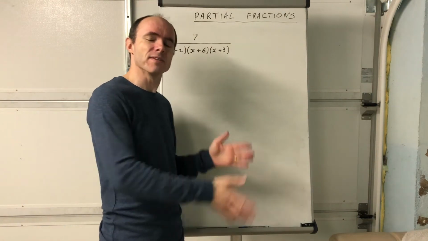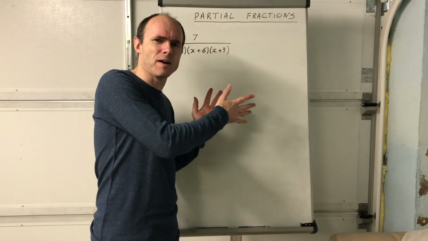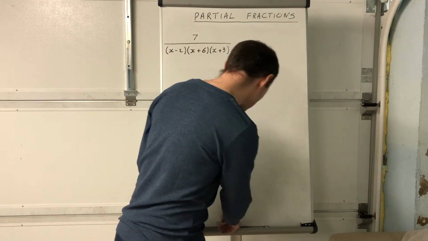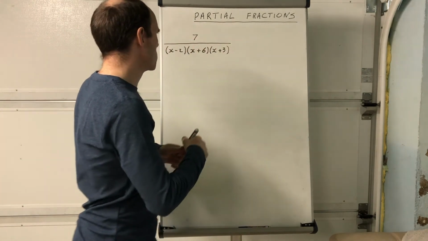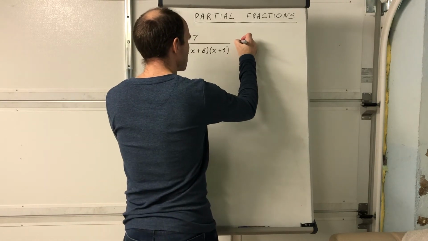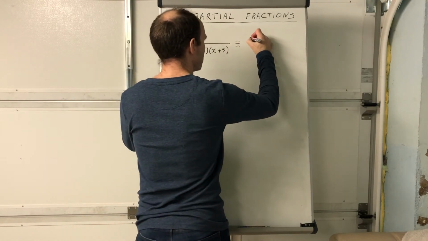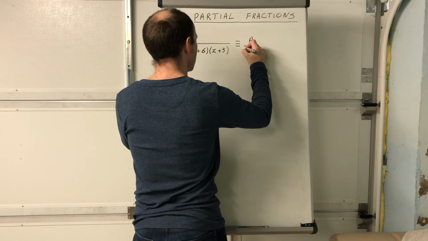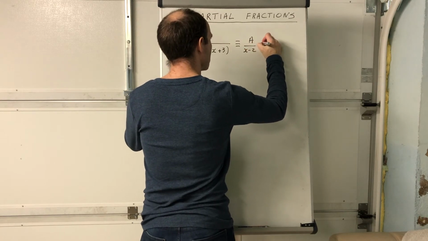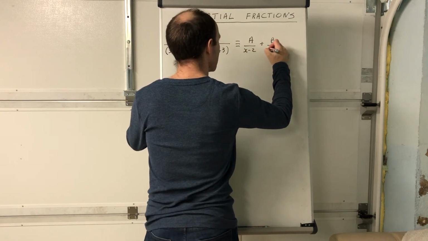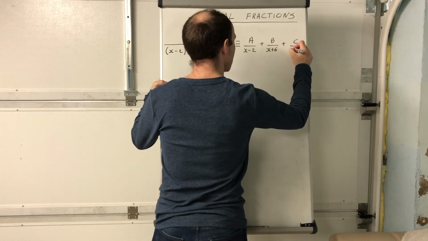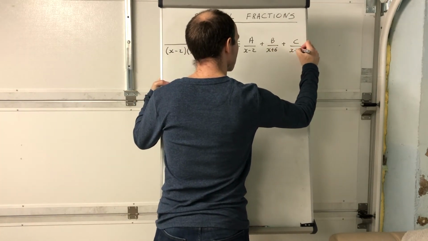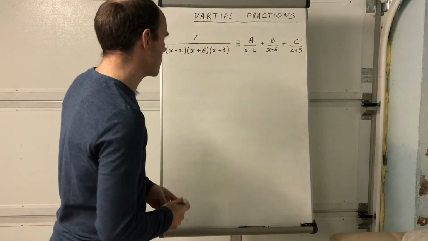I'm guessing that the answers are going to be quite awkward. I've not seen this example before, it's brand new to me, but I'm guessing the values such as A, B and C are going to be awkward. Well, let's have a look. The partial fractions will look of this form, won't they? A over x minus 2 plus b over x plus 6 plus c over x plus 3. Nothing too awkward so far.